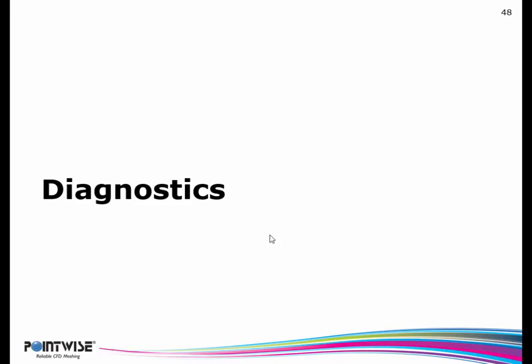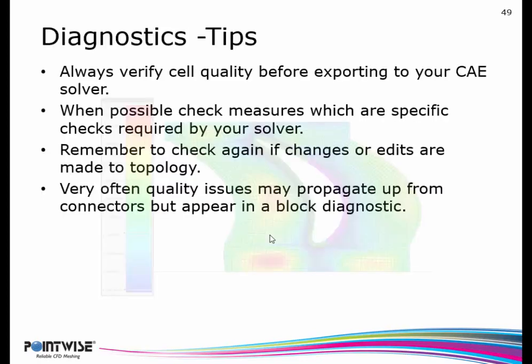So one of the last things you always want to do when you're working on a grid in Pointwise is to go through and look at the quality of the grid and check some diagnostics and particular functions that may hopefully be related to your solver. So just a few things here at the top. Definitely you want to always check your cell quality before you export to your solver. Hopefully there are going to be some measures that we have in Pointwise that match or nearly match diagnostics that your solver requires for the quality of your grid, so that you can verify it here before you move on.